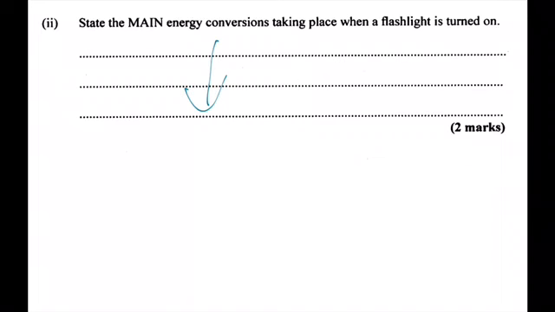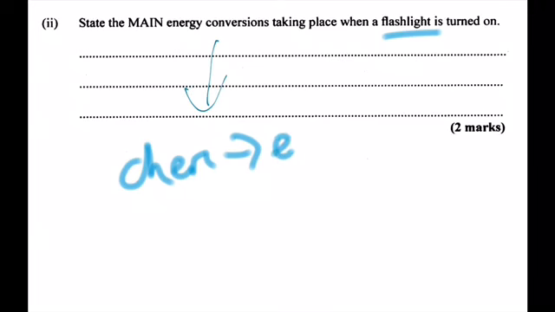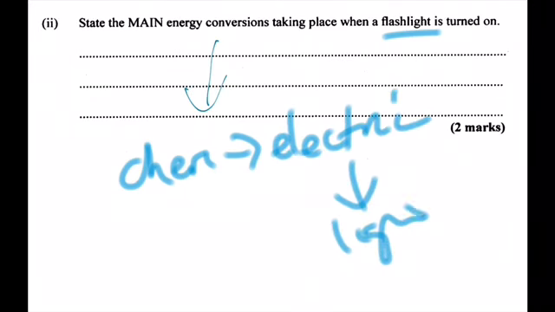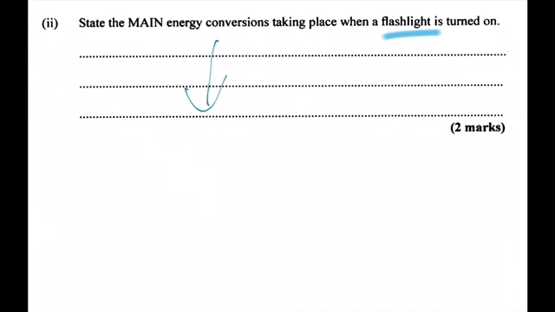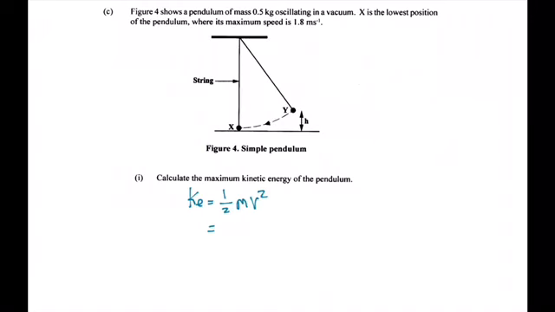State the main energy conversion in a flashlight. You have the battery, so that is chemical to electrical to light energy. For the diagram, the marks are just for stating it. So that sounds good. Then calculate the maximum kinetic energy of a pendulum. This is a popular question, so go and check it out.